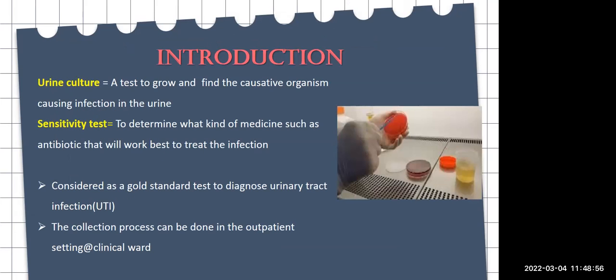So introduction: what is actually urine culture and sensitivity? Urine culture is a test to grow and find the causative organism that caused the infection inside of the urine. Meanwhile, sensitivity test means determining what kind of medicine, such as antibiotic, will work the best in order to treat that infection. So this is considered the gold standard in order to diagnose someone with a urinary tract infection. The collection of the urine can be done either at the outpatient setting or at the clinical ward. Next.